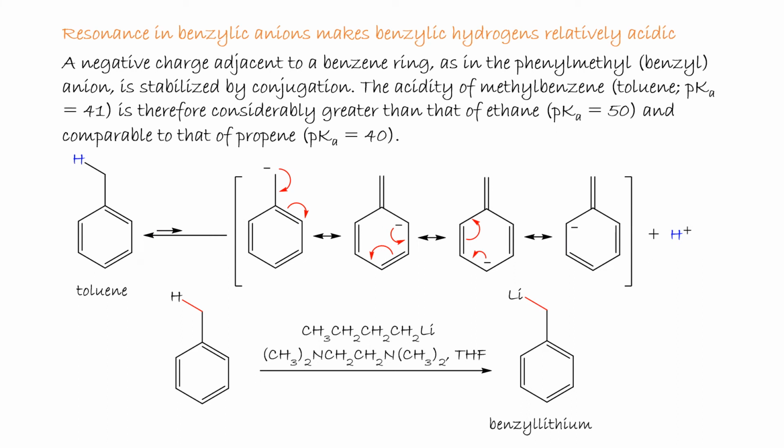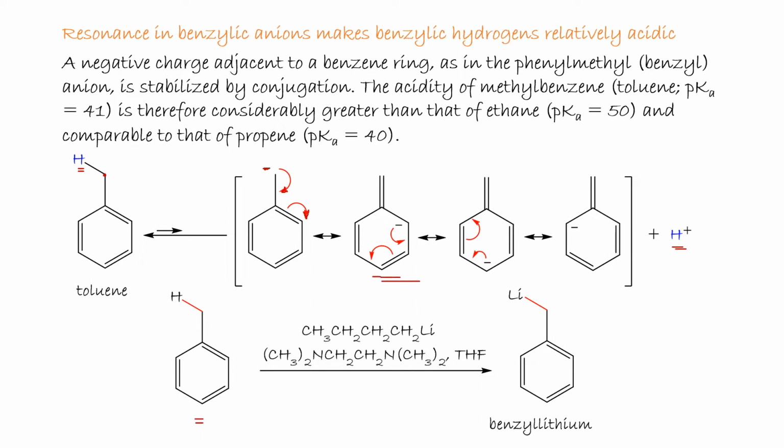Resonance in the benzylic anions makes benzylic hydrogens relatively acidic. So if we have here a carbon with at least one hydrogen, abstracting this or dissociation of this to form an anion, we will see that the anion here can delocalize over the benzene ring to form 4 resonance structures plus H+. This makes the anion stable via resonance.